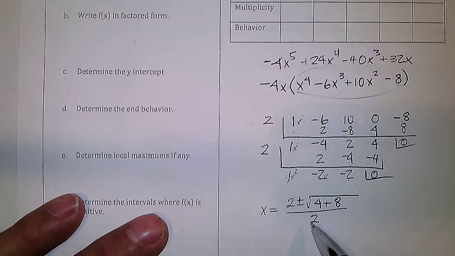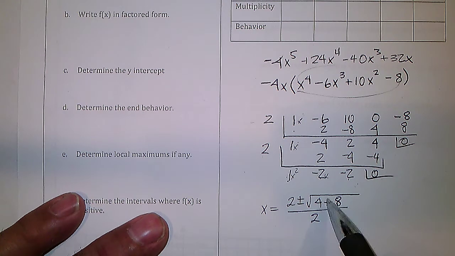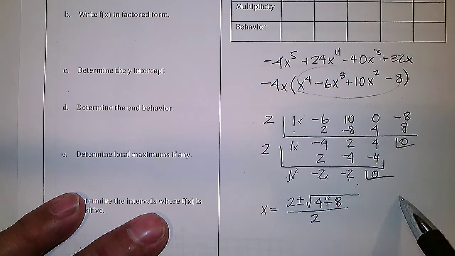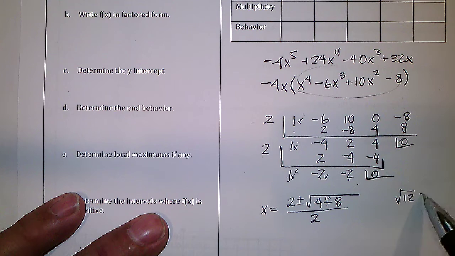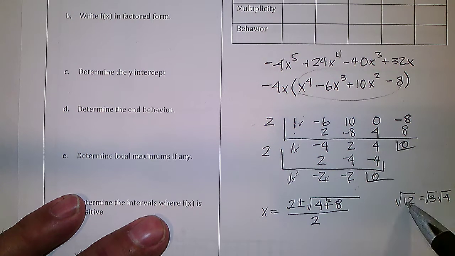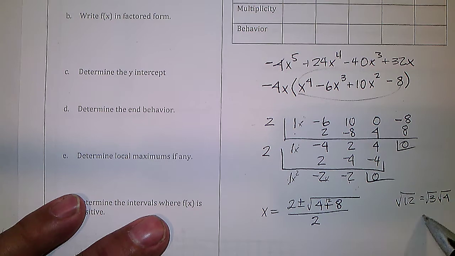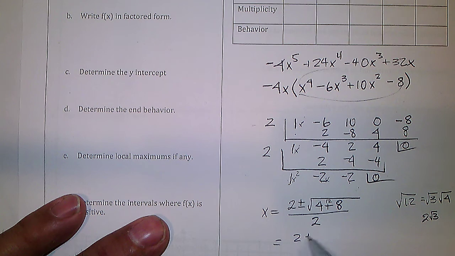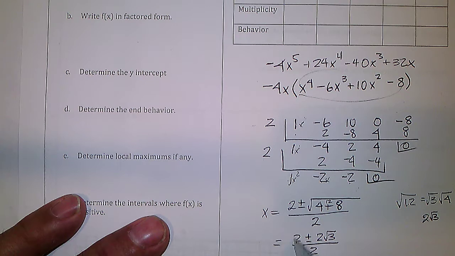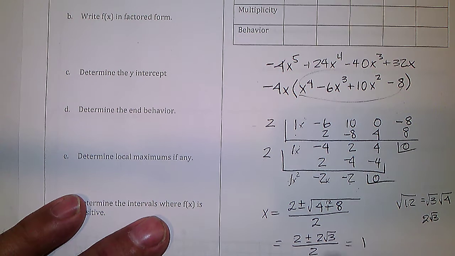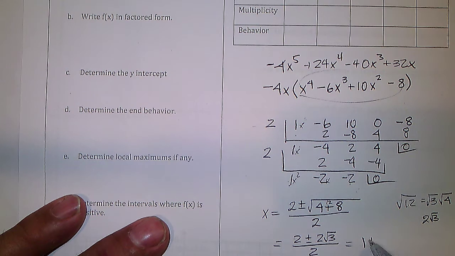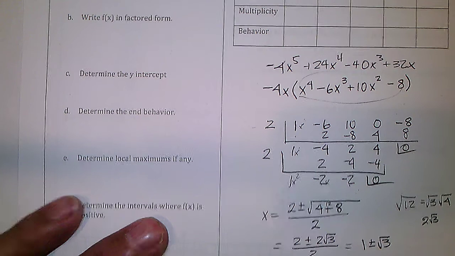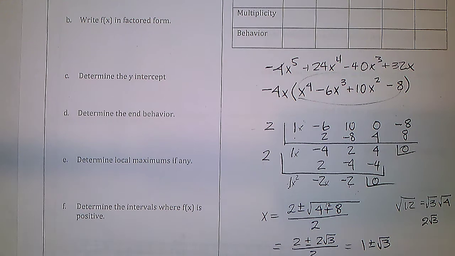And I can see that 4 plus 8 is 12. 12 is the square root of 3 times the square root of 4. The square root of 12 is that, and the square root of 4 is 2, so it's 2 square roots of 3. So this would be 2 plus or minus 2 square roots of 3, all divided by 2. So 2 into that makes 1, and 2 into this makes plus or minus the square root of 3. And now I found all zeros.